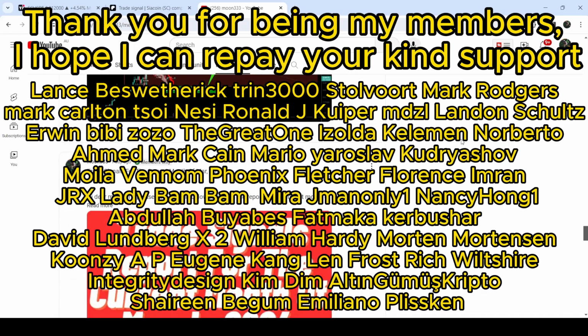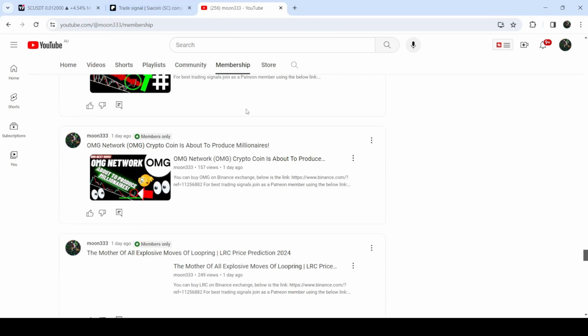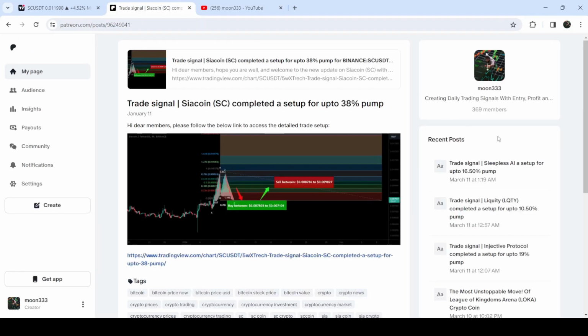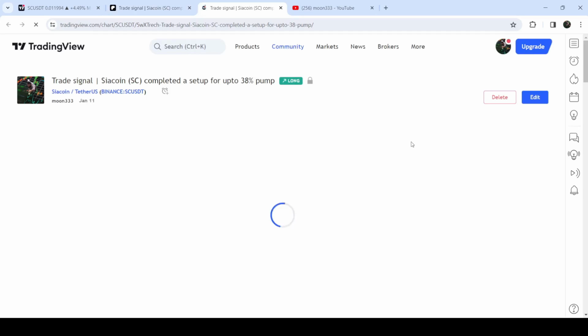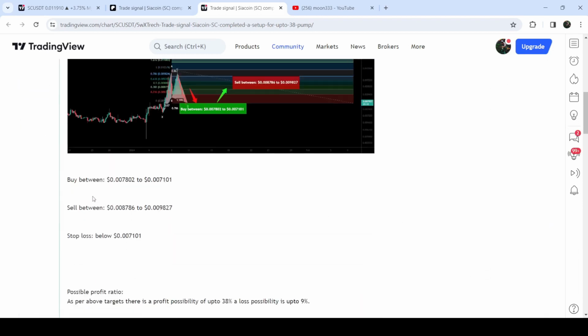First of all, let me begin with my most recent trade signal for Siacoin that I shared, by the way, in the month of January 2024 with my members on the 11th of January 2024. That was a harmonic bullish reversal Gartley pattern that Siacoin formed with the US dollar pair on a 4-hour time frame chart. And this was the complete trade setup. This was the buying range and the sell target zone. And this was the stop loss below $0.0071.